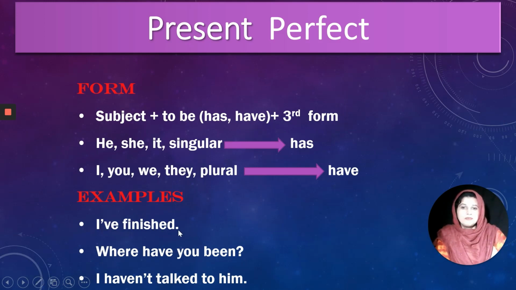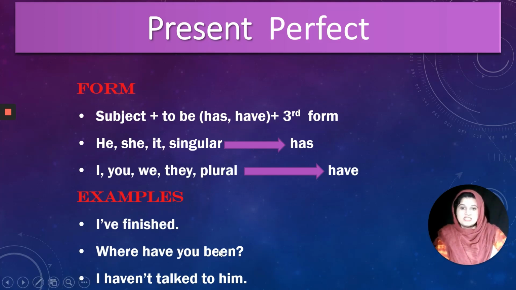I have finished. This is a positive sentence. You can see I is your subject, have is the helping verb, finished is the third form of the verb. So this is the simple structure of present perfect tense. Let's see one more example.